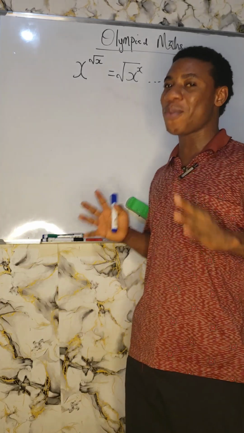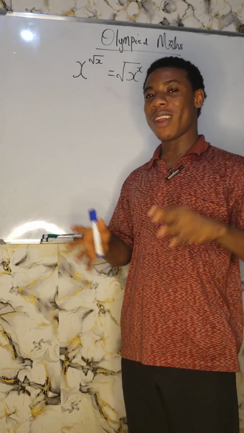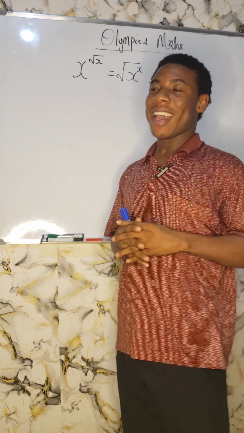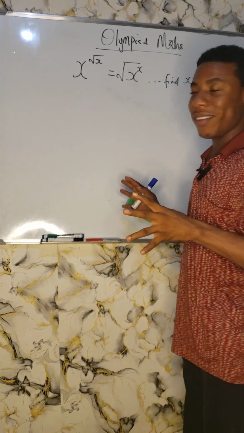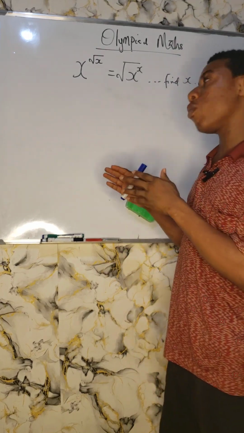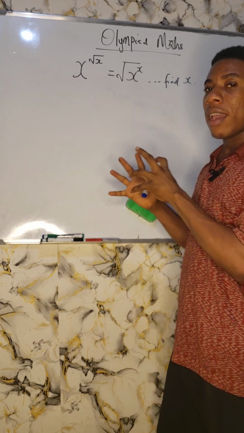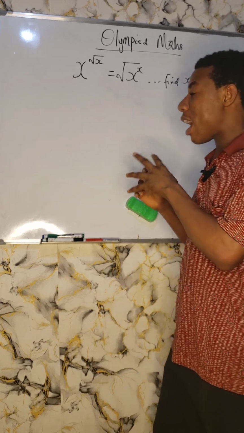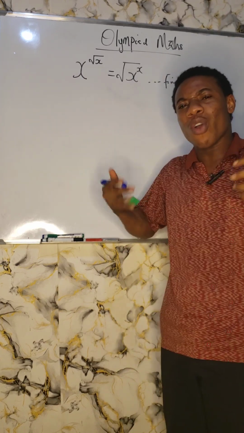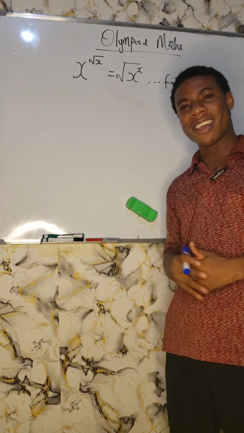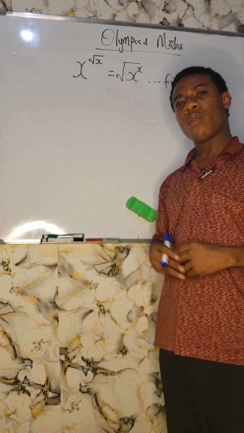So we have a very beautiful equation here on the board. It's an olympiad mathematics problem. You can see how beautiful it is. The question implies that x raised to the power of the square root of x equals the square root of x raised to the power of x. And we are asked to find x. They are x here, but we are asked to find x. So what's the value of x?